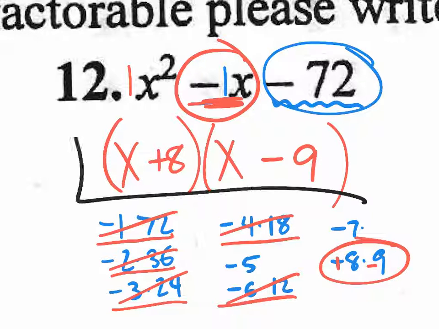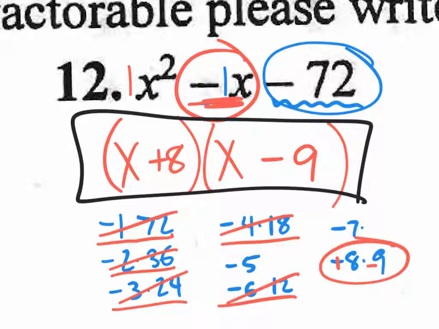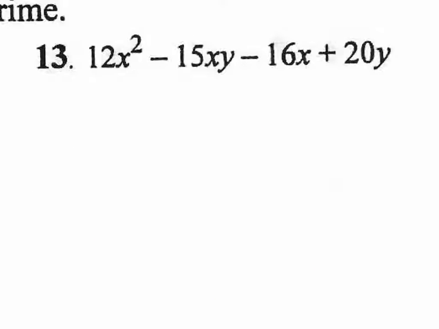That is your factored form answer for number 12. Number 13, we have 4 terms. There's 2 different types of variables in there. So we're going to try to factor by grouping. So let's first make space between the first 2 terms and the second 2 terms, creating 2 groups.